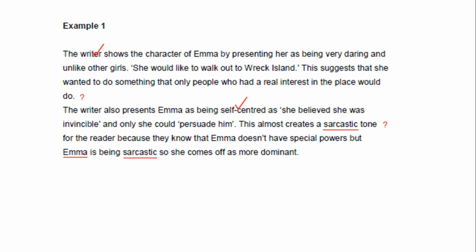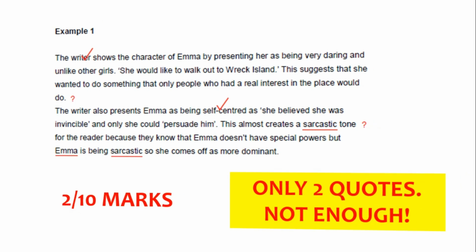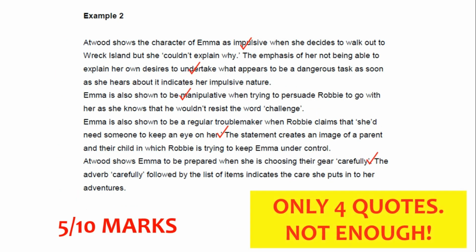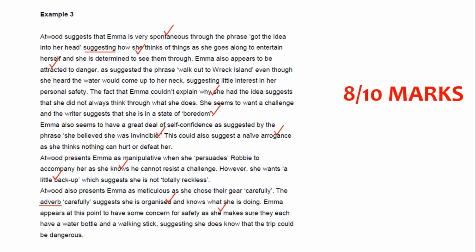If you want a bit more detail, you can read these. Well, actually, you can't read them because they're a different exam. But just to show you again, this one got 2 out of 10 marks, but only 2 quotes, not enough. This one got 5 out of 10, only 4 quotes, not enough, but still not a bad answer. But again, the point I'm hammering home is this one got 8 out of 10, and it's got 9 quotes.